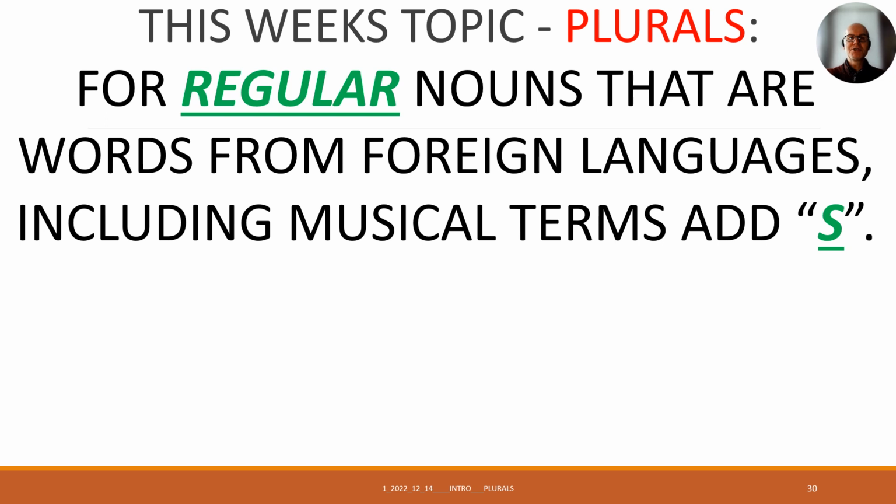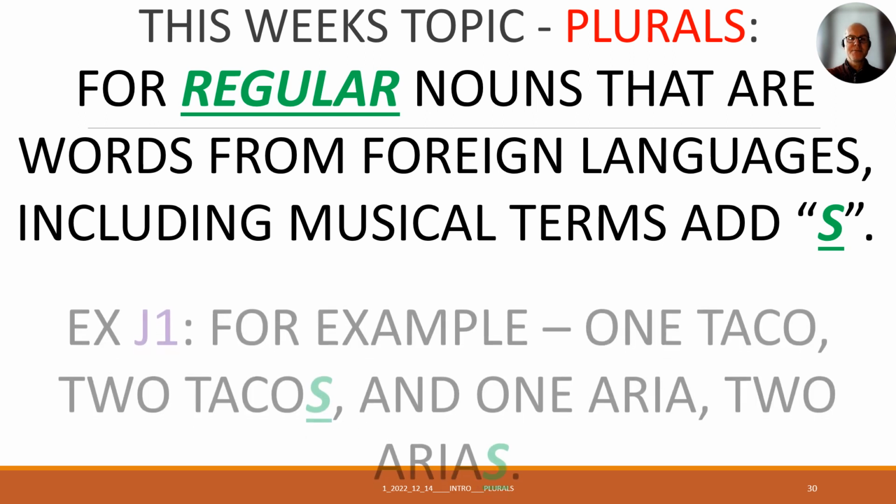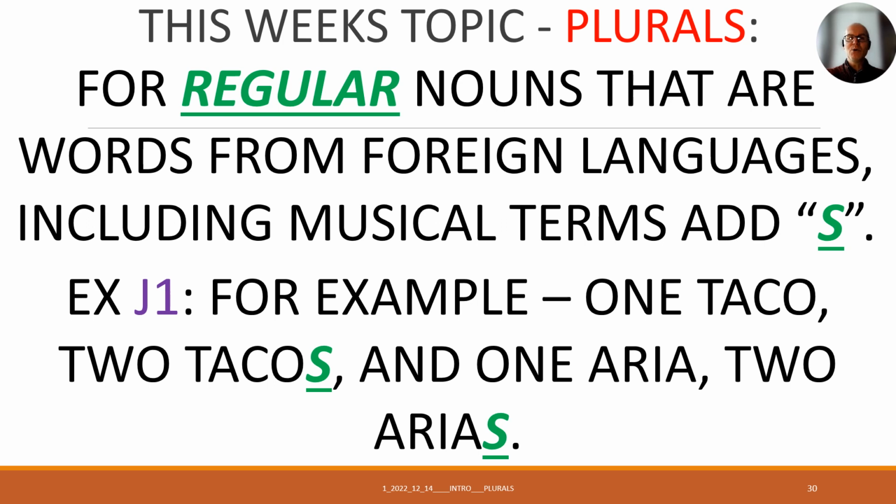Regular nouns that are words from a foreign language, including musical terms, you add an S. So for example, one taco, two tacos. Obviously, taco is Spanish. Aria, which is a musical term. One aria, two arias. Just added the S to taco to get tacos, and you've just added the S to aria to get arias.